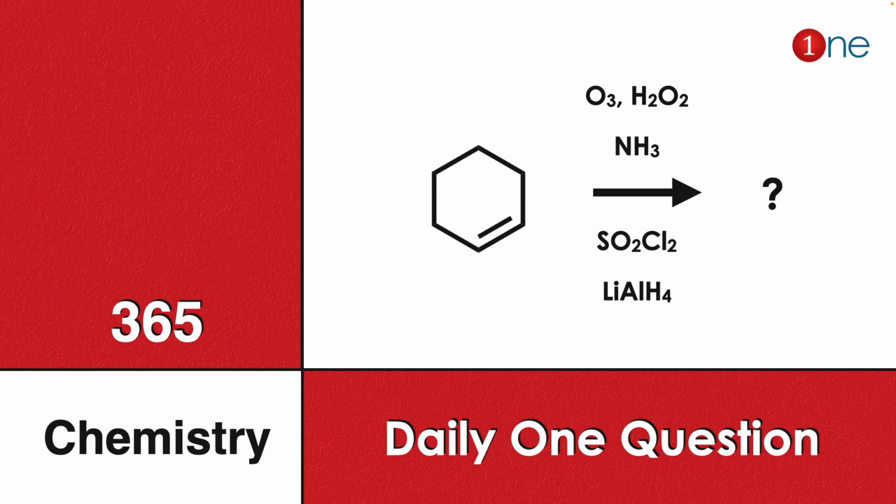Daily one question for you. Here you have cyclohexene. You are doing ozonolysis in hydrogen peroxide. Then you are using ammonia. Further you are using thionyl chloride and lithium aluminum hydride. You have to guess what will be the final product.